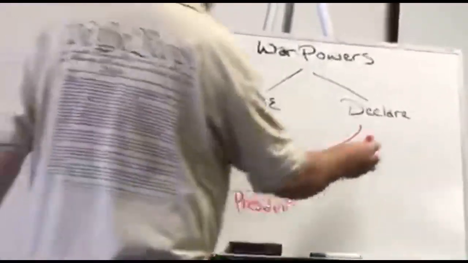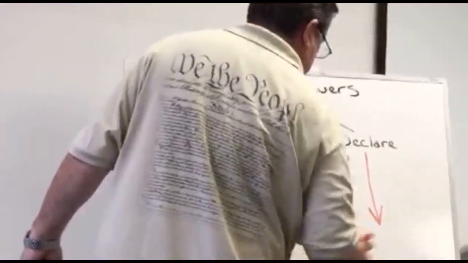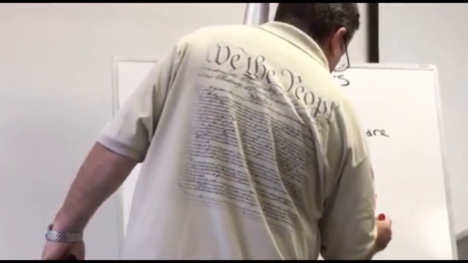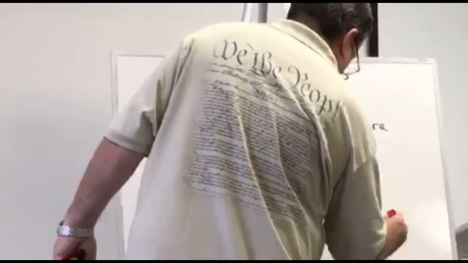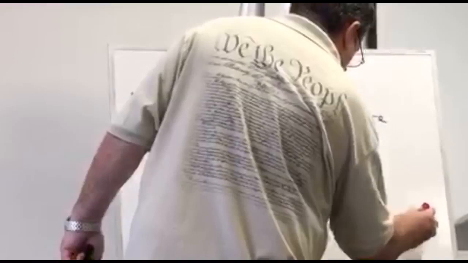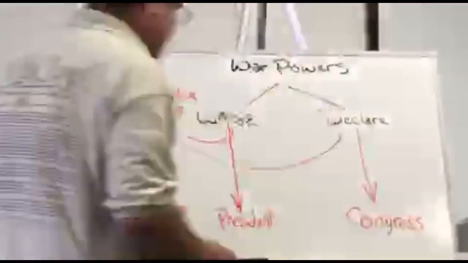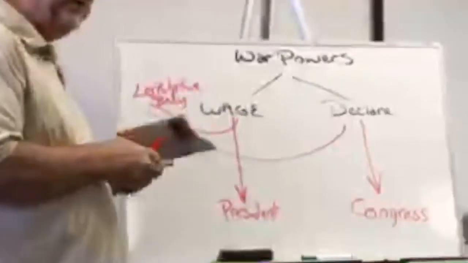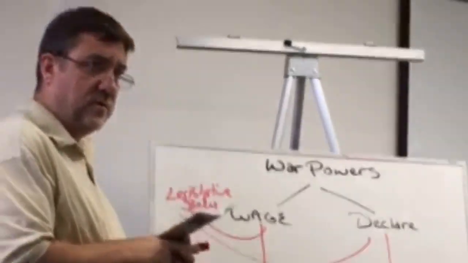But it says right here in Article 1, Section 8, I just read it, Congress shall have the power to declare war. So to declare war belongs to Congress. Why would they separate the powers? There are some reasons that it's necessary. For example, urgency. That's a very good one.